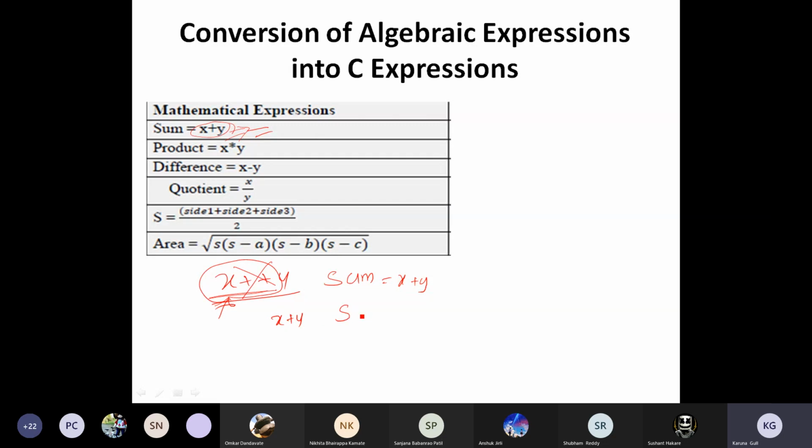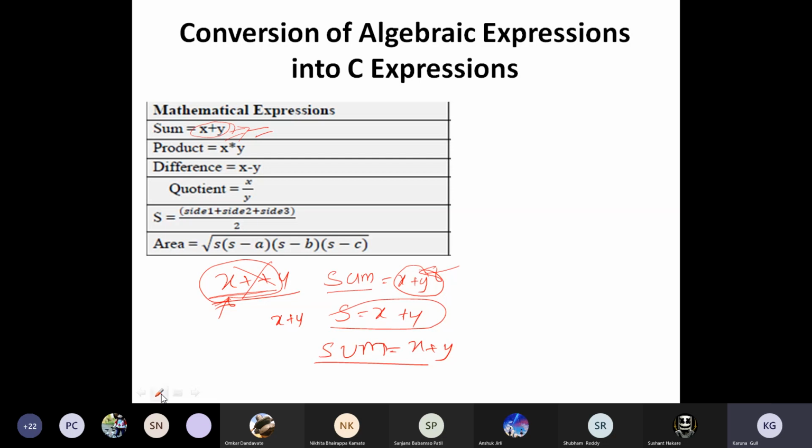Some students will write only s is equal to x plus y. Some students will write capital SUM is equal to x plus y. It is left to you what you want to write for that. This is a simple variable which holds the addition of these two variable contents. Any doubt regarding this? Okay, let's proceed with the next one.